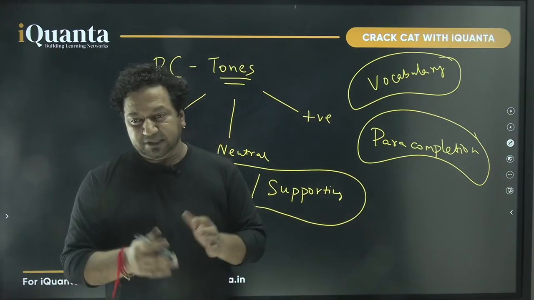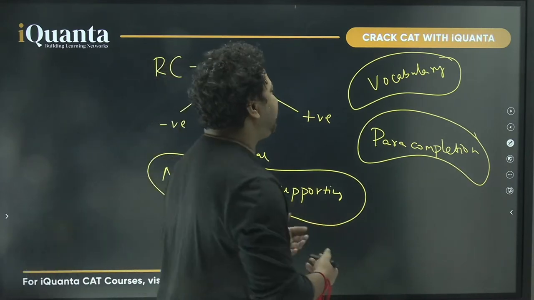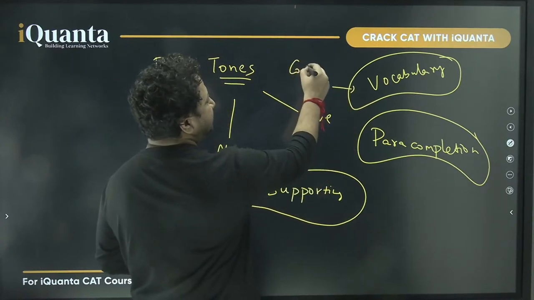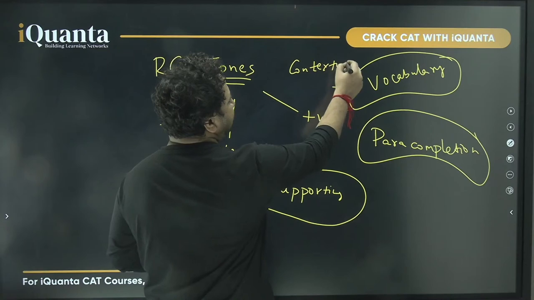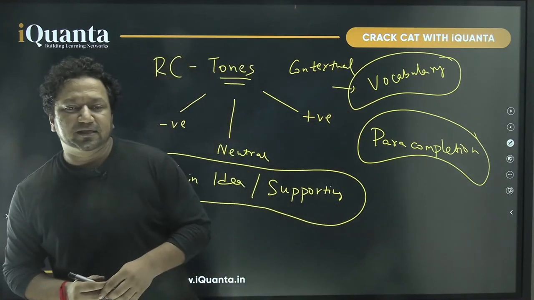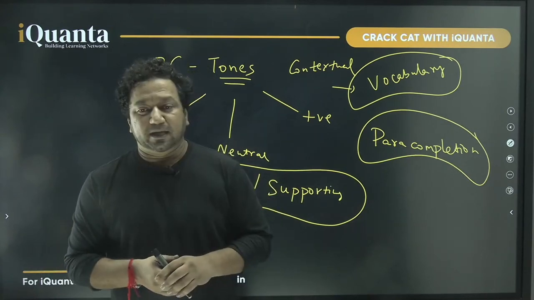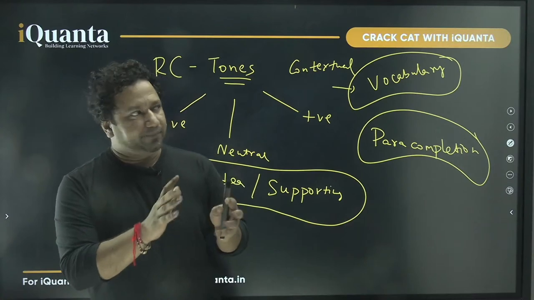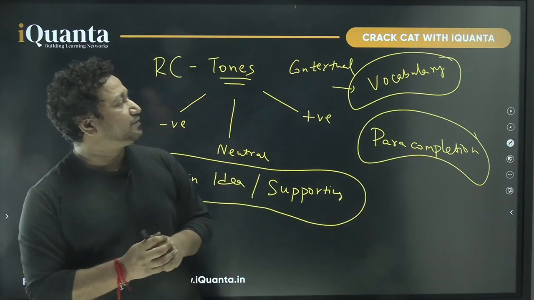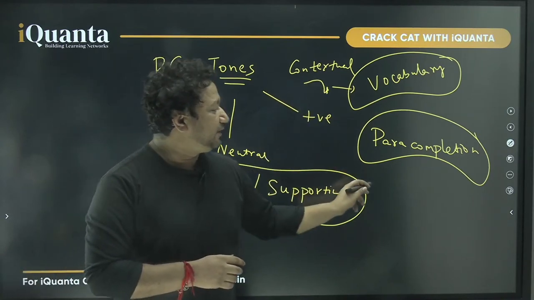Now, for para completion, there are various things necessary. One is vocabulary. And when I say vocabulary, basically it's contextual vocabulary. It means that if you look at a word and you know the context, even if you don't know the exact meaning of it, you will get a fair idea of how that particular word is used, in what context it is used. This is very important, and this will be helpful for you in para completion.